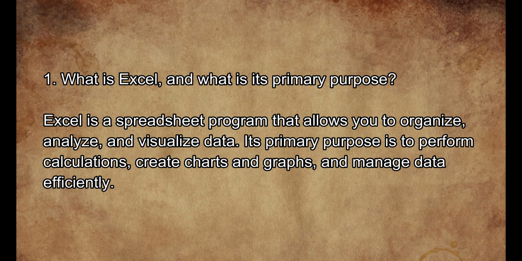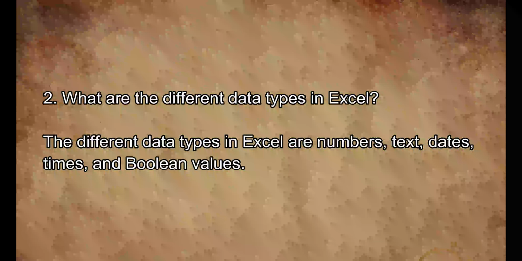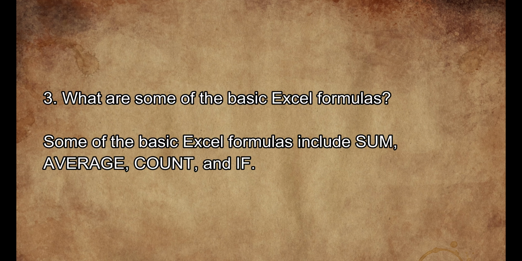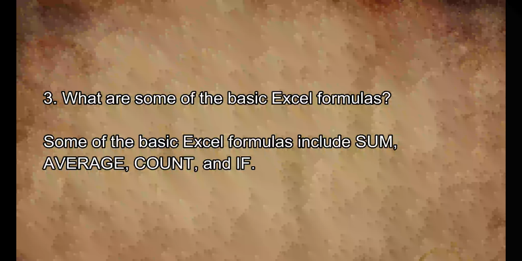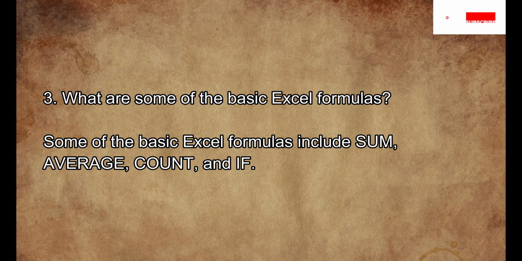2. What are the different data types in Excel? The different data types in Excel are numbers, text, dates, times, and Boolean values. 3. What are some of the basic Excel formulas? Some of the basic Excel formulas include SUM, average, count, and if.